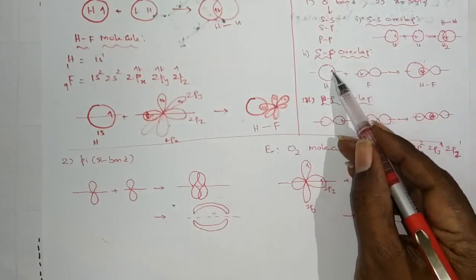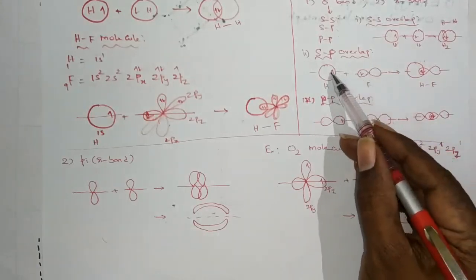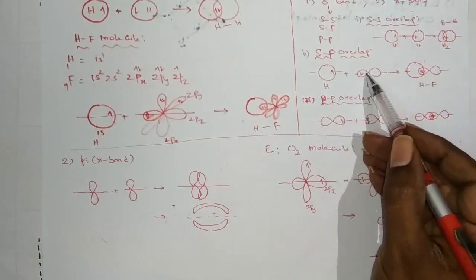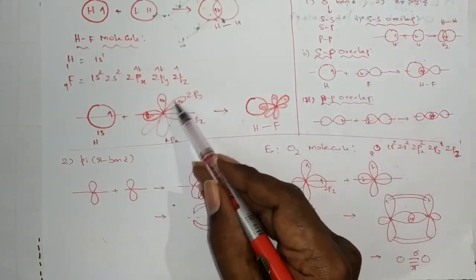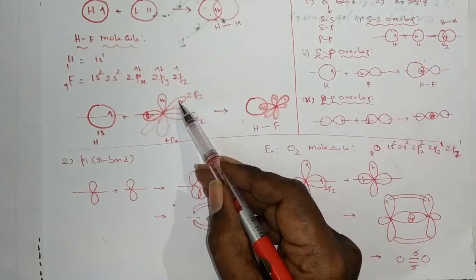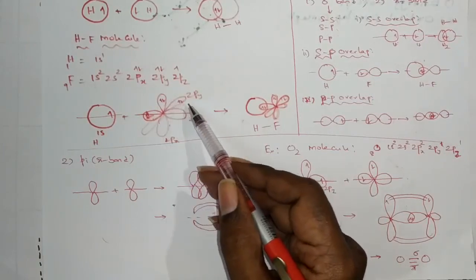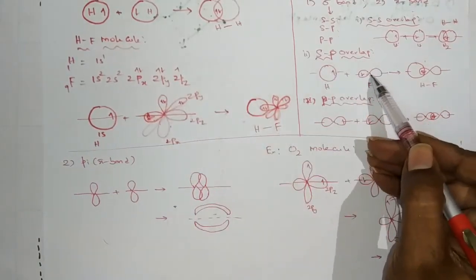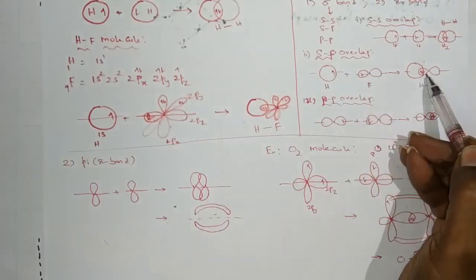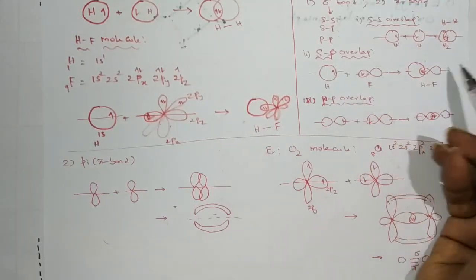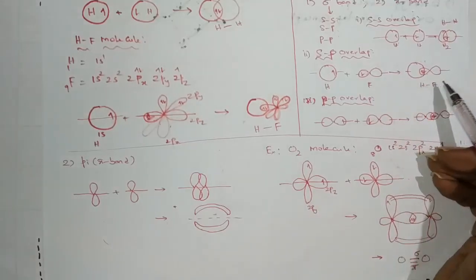HF: hydrogen 1s1 atomic orbital, the 1s atomic orbital contains 1 electron. This is the fluorine atom, as we discussed here. I omitted this 2px and 2py because they won't be involved in the bond overlapping, as they contain 2 electrons. So this orbital with 1 electron with opposite spin, they combine to form HF. A bond is formed between hydrogen and fluorine.